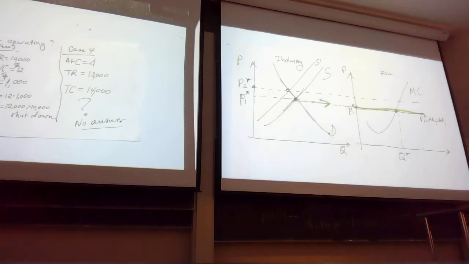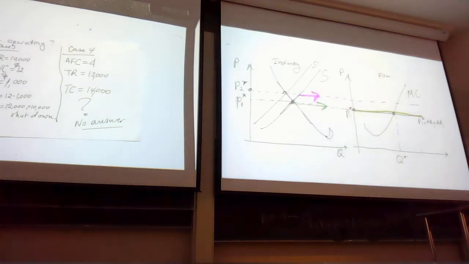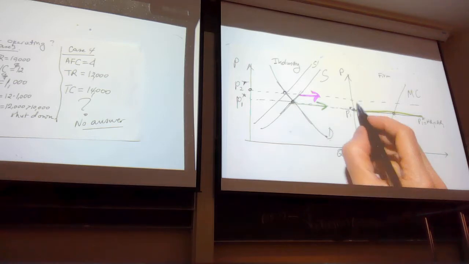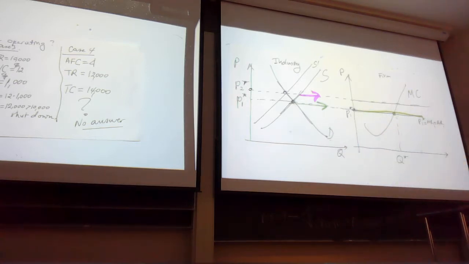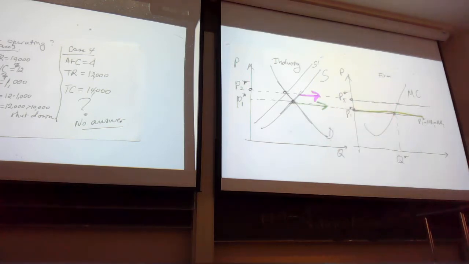So we have a new price, this new price, P2. Again, this is the new price. The firm is going to say, oh, okay, now I can charge this higher price. So this is now the P2 star I could charge. The market has changed. That becomes my new average revenue, marginal revenue curve.